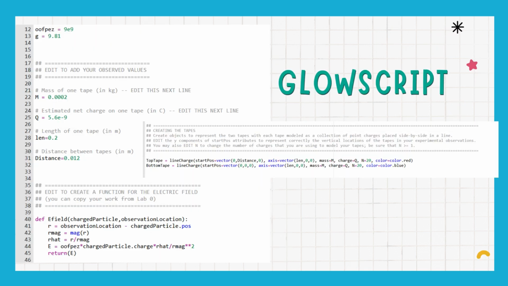So now we have GlowScript. Here we have all of our constants, like the mass, Q, the length, the distance. Down below where it says R, R mag, R hat, and E, those are just our values and our formulas from the previous lab that we just have to acknowledge here to get a correct model. The top tape and the bottom tape, we also have to have for our model, where you type in the axis, the vectors, the mass, N being the number of charges that you're wanting to model. I chose to model 20. These are just helpful for showing what the tapes are.